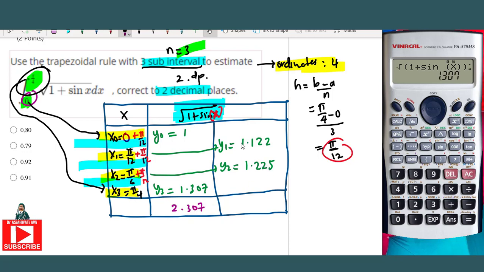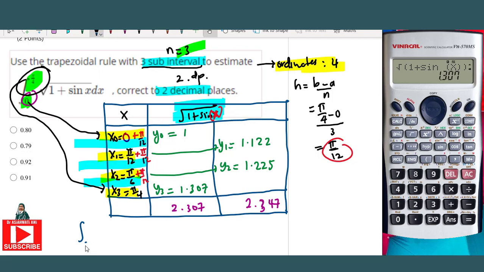Okay, for this column, y1 plus y2, 1.122 plus 1.225 is equal to 2.347. And the formula, write down the formula.